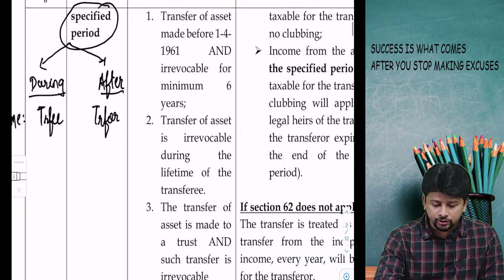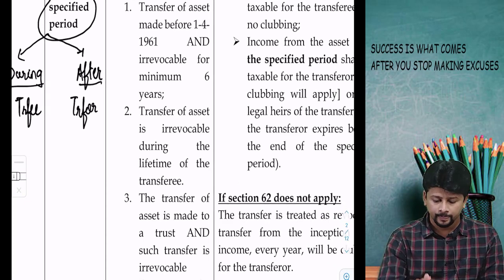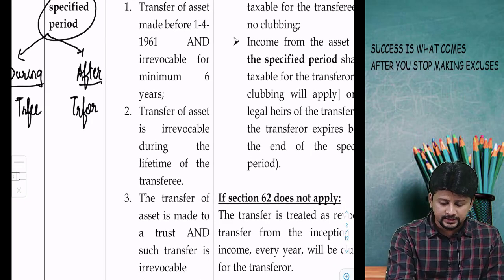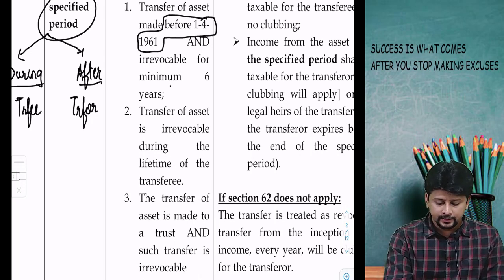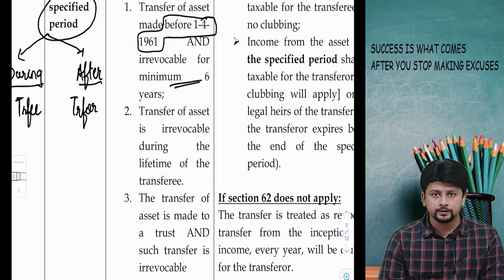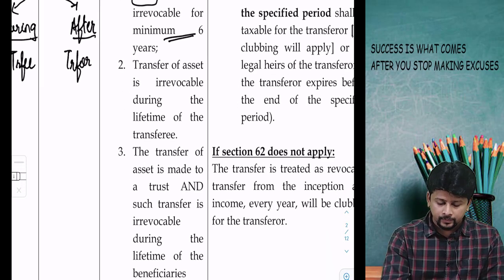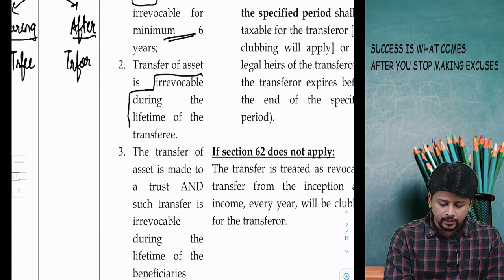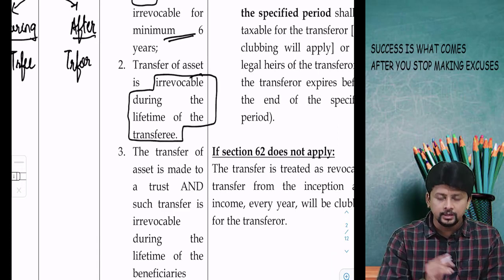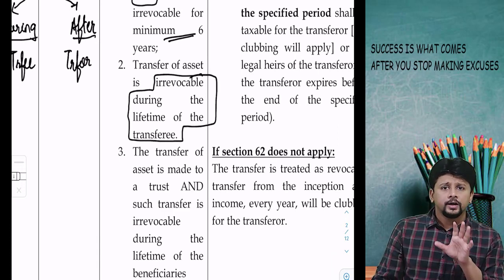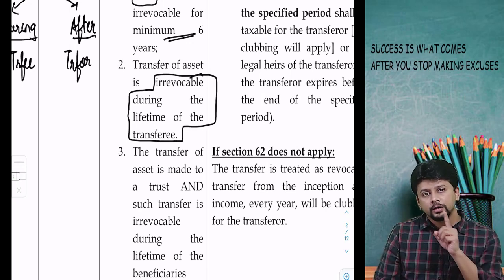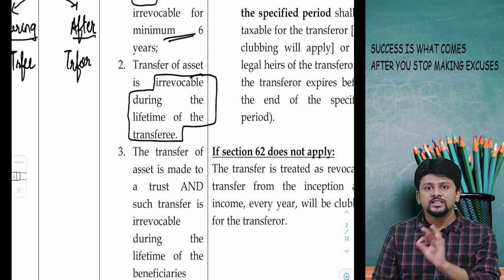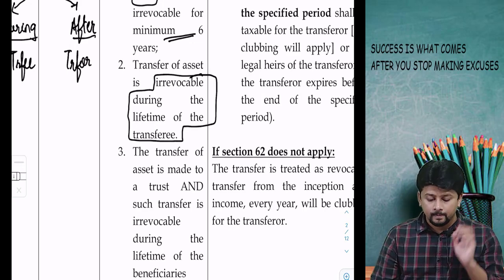There are three situations covered by the section. Number one, transfer of the asset is made before 1st April 1961, that is before this Income Tax Act came into existence, and it is irrevocable for a minimum period of 6 years. Number two, it is irrevocable during the lifetime of the transferee. So long as the transferee is alive, the asset will remain with the transferee. The transferor cannot take it back.